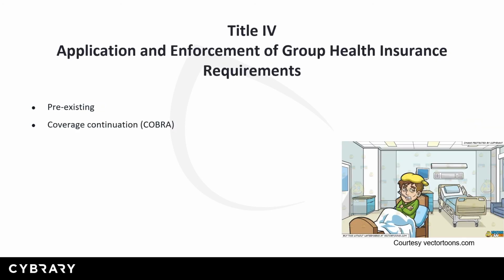We then have Title IV. So Title IV basically just specifies conditions for group health plans. So again, this one kind of does a deeper dive into pre-existing conditions. And then it also mentions COBRA. So it gives some clarification surrounding COBRA.